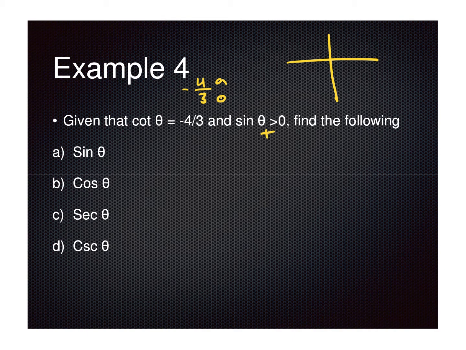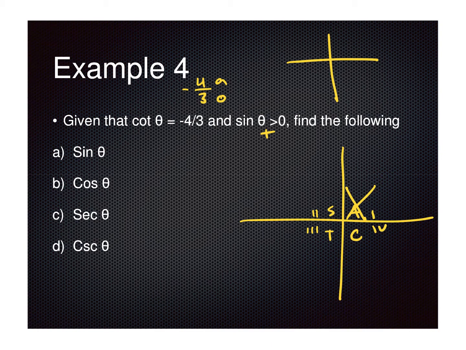So let's figure out what quadrant we're in. I'm going to do it bigger down here just so we can see. So I have all students take calculus. 1, 2, 3, 4. So cotangent's not going to be negative in 1. What else can I cross out? 4. Cotangent. Sorry. Cotangent goes with tangent, so I can also cross out 3. And then sine is positive in which one? The second. So I'm dealing with the second quadrant here.